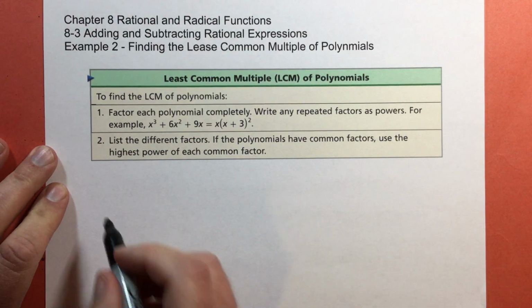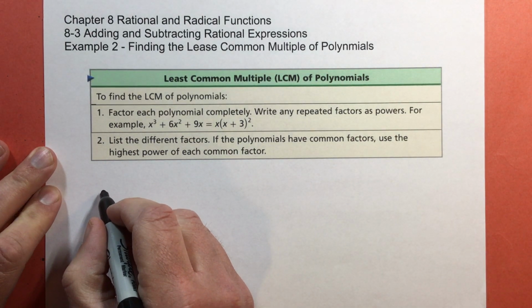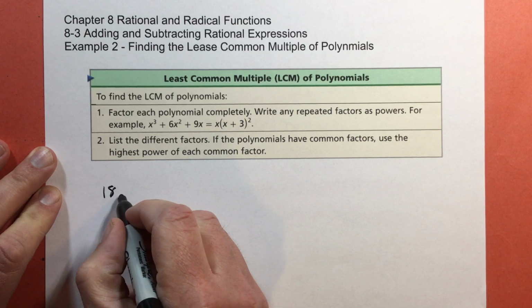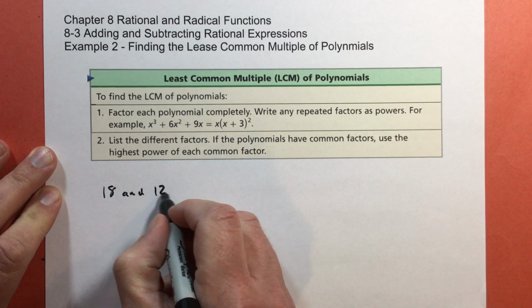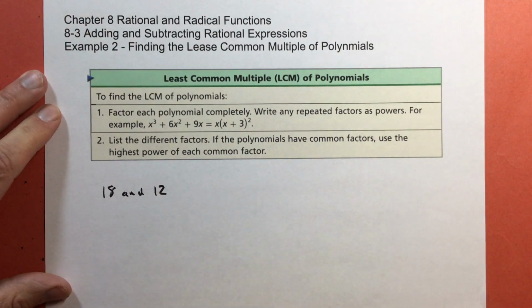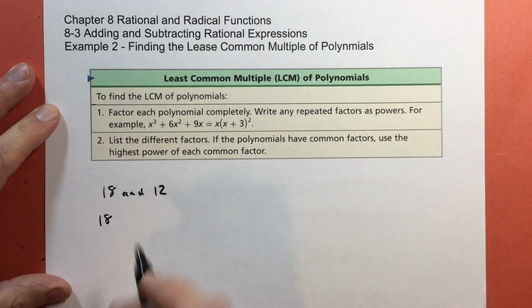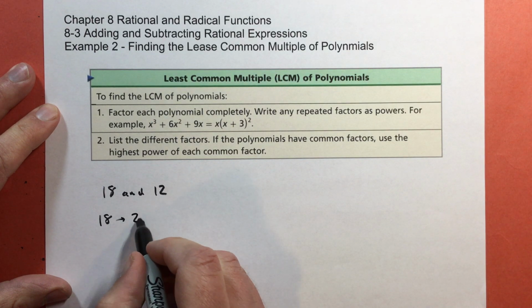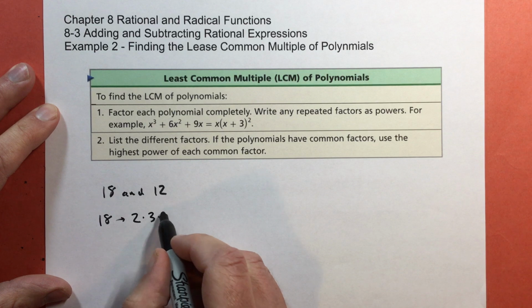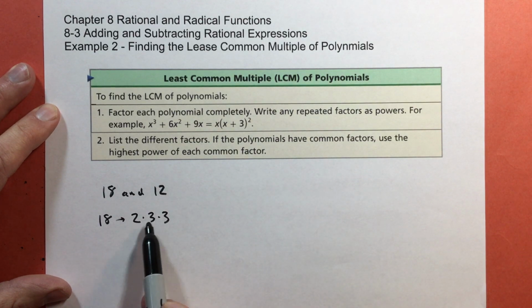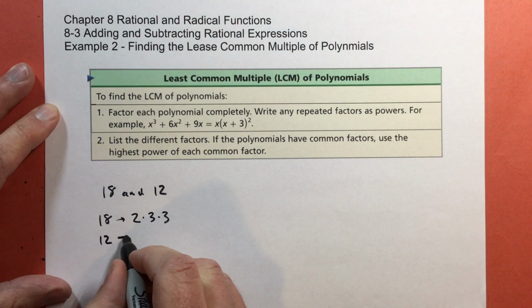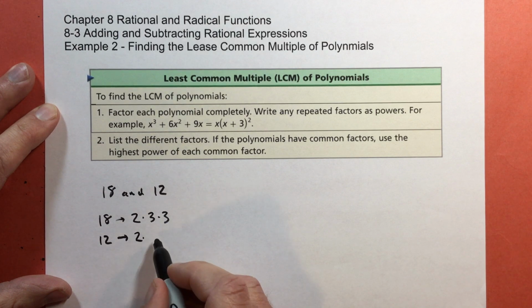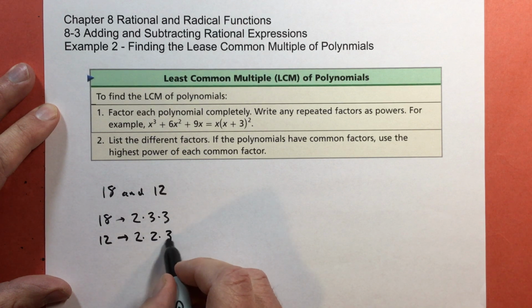So I want to find the LCM of these two numbers. Let's find the LCM of 18 and 12. So here's what we're going to do. We're going to factor both of them. 18, we're going to factor into primes. Let me be clear about that. 18 is 2 times 9. And 9 is 3 times 3. Now again, I could write 2 times 3 to the second power, but let's just leave it expanded as it is for now. 12 is 2 times 6, and 6 is 2 times 3.